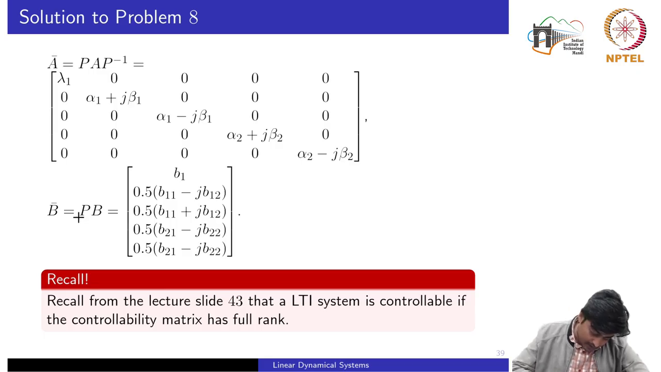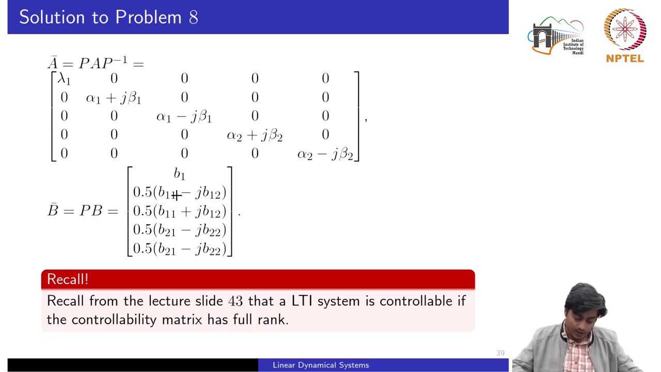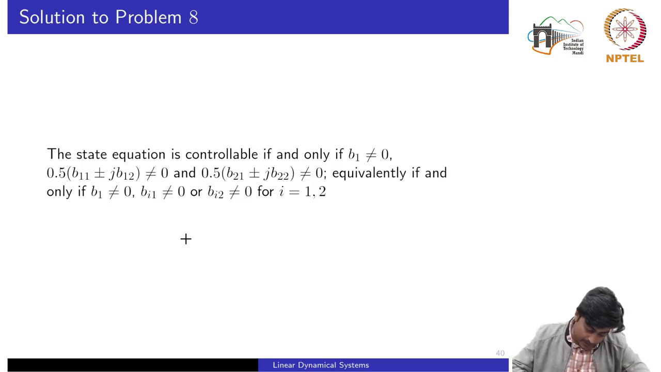So similarly, applying the transformation on the B matrix, we would obtain B bar. Now recall from lecture slide number 43 that the LTI system is controllable if and only if the controllability matrix has full rank. So now on this A bar and B bar, we can apply the controllability test, that is the rank test, and from there we would obtain the conditions on the elements of the B matrix.